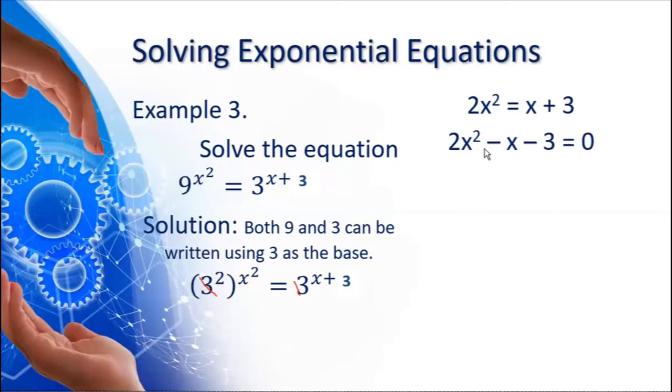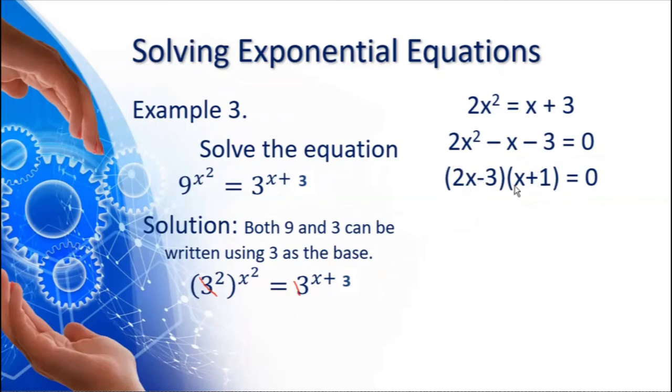properties ng quadratic. Okay? So, yung x transpose to the left side. Ganun din yung 3 to the left side, then equal to 0. Then, pwede mo nang gamitan ng factoring. Kasi itong 2x squared minus x minus 3 ay factorable with the following: 2x minus 3 quantity times x plus 1 quantity. Yun yung kanyang factors ng given quadratic.